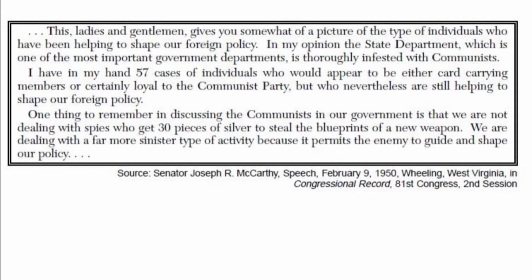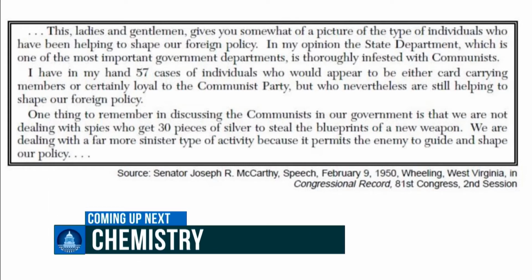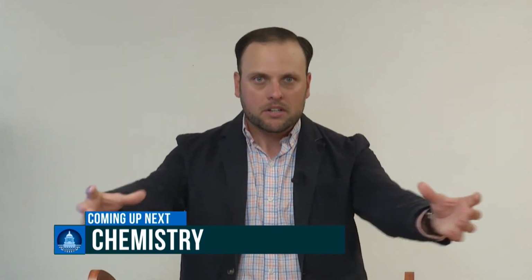So again, at the bottom, you see this phrase, guide and shape our policy. That's what he's saying. And this is the big fear in the United States, that communists in the U.S. could harm the United States.